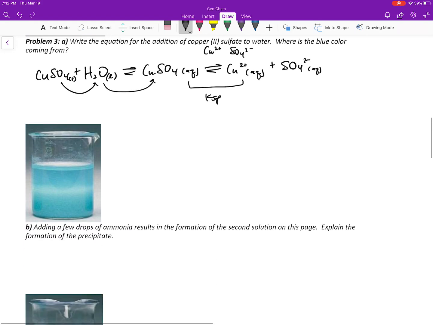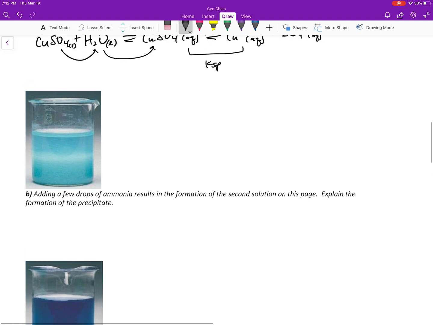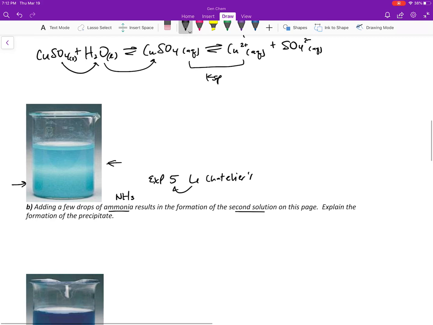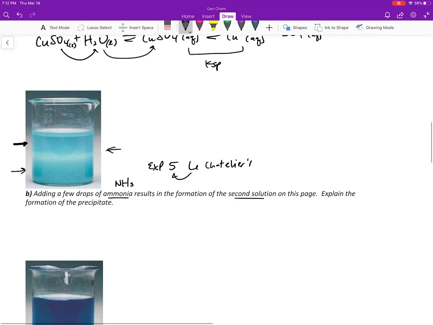Now once we take our copper solution above and we add a few drops of ammonia, so this should be more like experiment, I think it was 5, where y'all did Le Chatelier's principle, okay? And it results in the formation of a second solution on this page, seen here. And so we see that a precipitate forms, maybe it looks white or gelatinous, kind of jelly-like in the bottom, and then we have the supernatant solution on top.